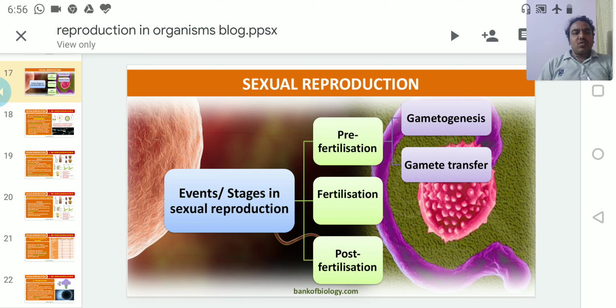They undergo three stages or events in their life cycle. So let us discuss the events or stages in sexual reproduction. Majorly we can see three stages in sexually reproducing organisms: pre-fertilization events, fertilization events, and post-fertilization events. Even the pre-fertilization events are differentiated into two stages: gametogenesis and gamete transfer. Let us discuss one by one.